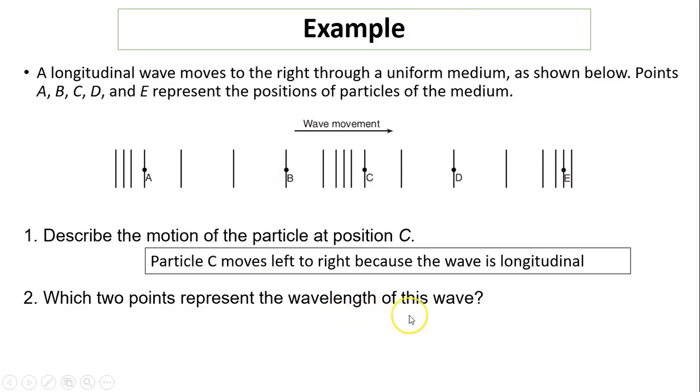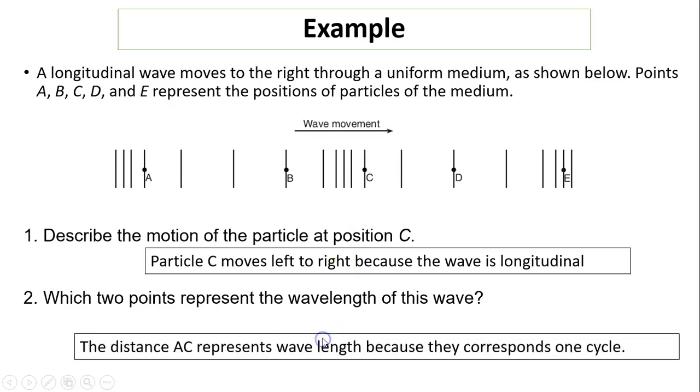Which two points represent a wavelength? The wavelength is the length of one cycle. Here is A at the end of a compression. The next corresponding point at the end of a compression is C. So the length from A to C is one wavelength.